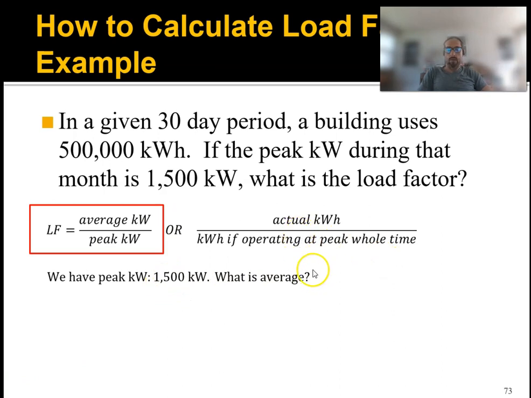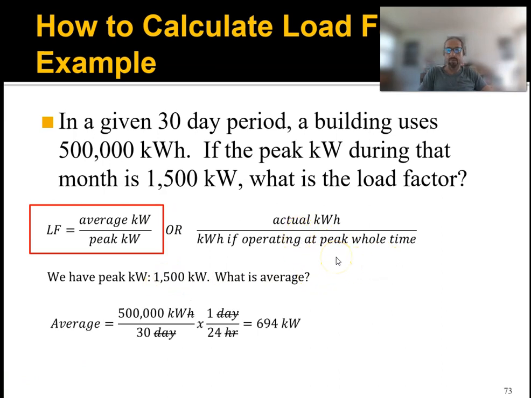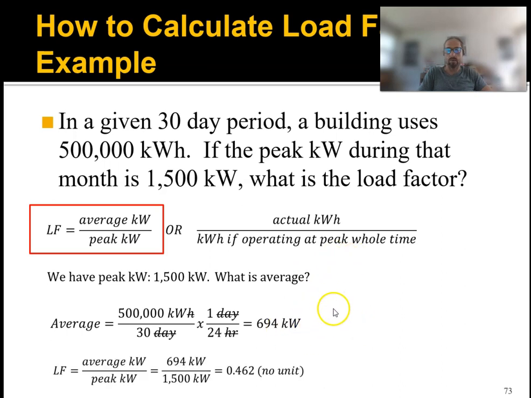So what's the average kilowatt for the month? Again, we've already done this calculation, so it's 694 kilowatts. Our peak is 1,500. So now we have a load factor of 0.462, right? So for this example, the average stayed the same, but the peak went up, so your load factor goes down, right? Remember, it's average divided by peak. So if I hold that average the same and that peak goes up, that's going to drop my load factor.